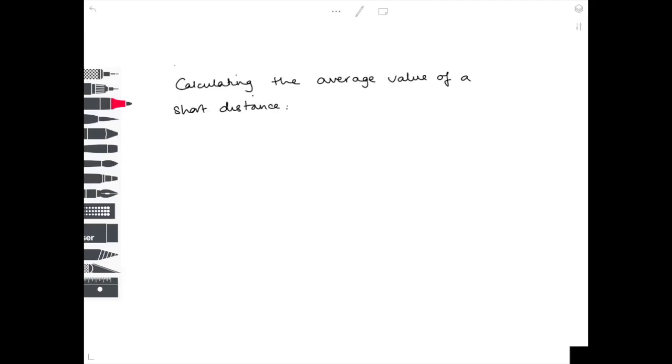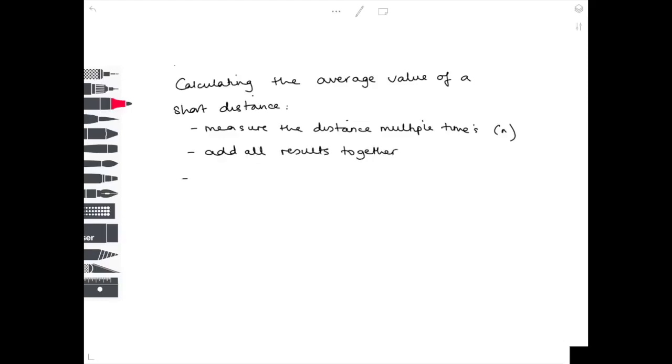Moving on a little bit, and now we need to look at how we would calculate the average value of a short distance, such as the distance a javelin is thrown. So you want to, crucially, measure the distance multiple times. And we're going to call this n. Then you want to add all the results together. And then finally divide by n to get that average distance.